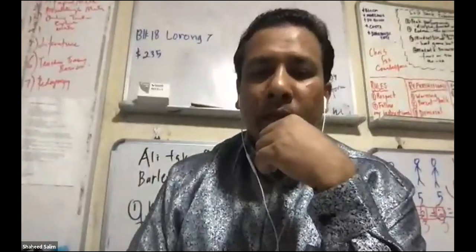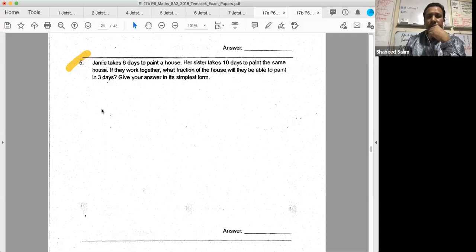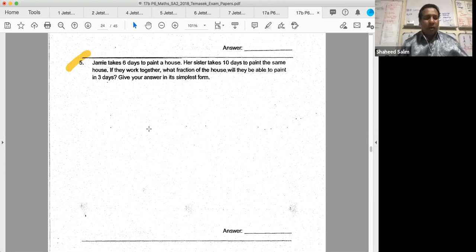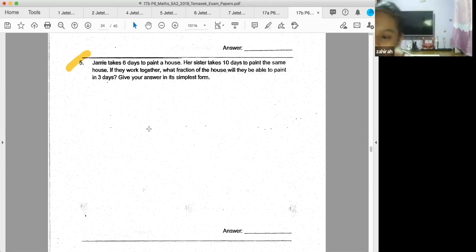Same thing down here. What must you do? Okay, so let us see. Now some people paint a house. You must find how much of the house Jamie can paint in 1 day, and then how much of the house the sister can paint in 1 day, and then find out how much of the house both of them can paint in 1 day. Then you can solve this question. Okay, you understand, Anna?